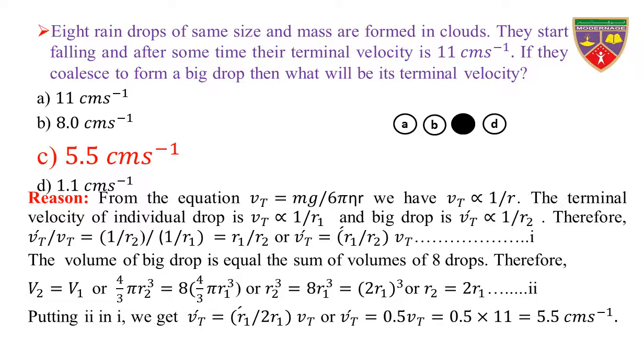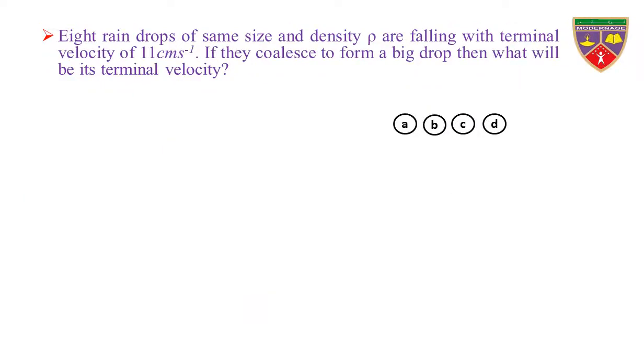Putting equation 2 in 1, we get V prime t is equal to r1 divided by 2 r1 into Vt, or V prime t is equal to 0.5 Vt, which is equal to 0.5 into 11, because Vt is 11 centimeter per second. So this is equal to 5.5 centimeters per second. Hence, the terminal velocity is 5.5 centimeters per second.